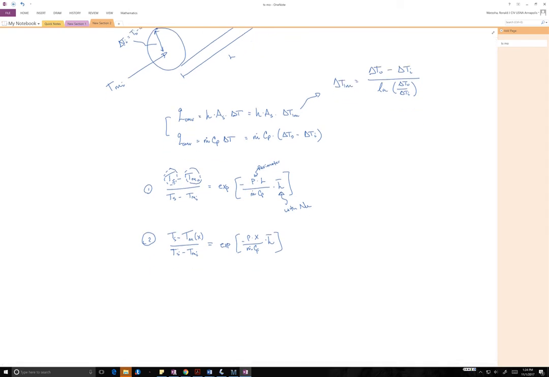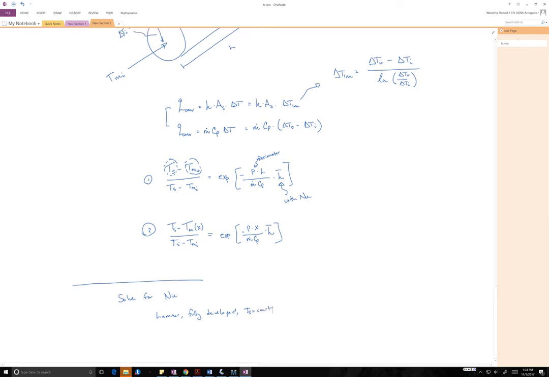Now all that's left to do is to solve for Nusselt number, and I expect at this point you'll be able to do that with the equation sheet. As an example, for laminar, fully developed, constant surface temperature conditions, your Nusselt number is 3.66.